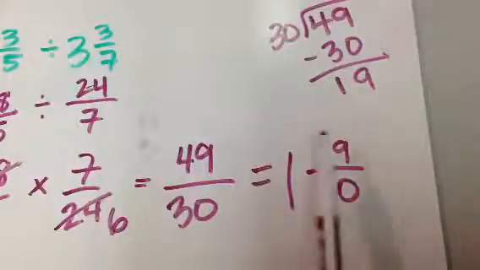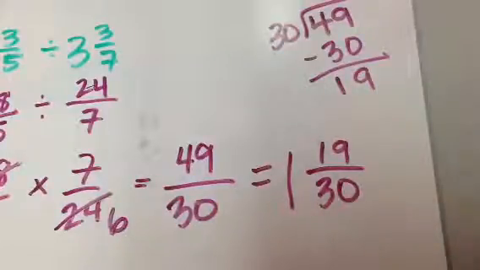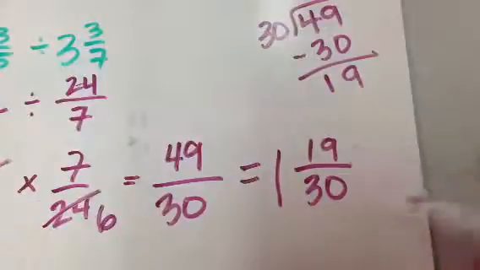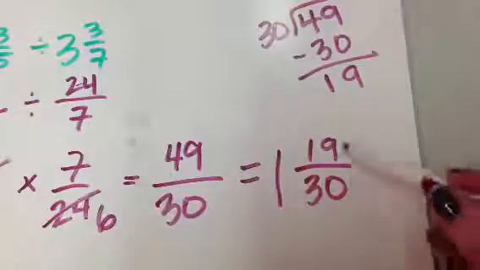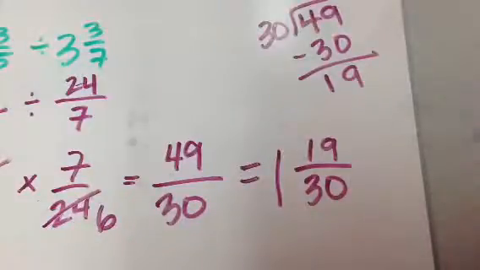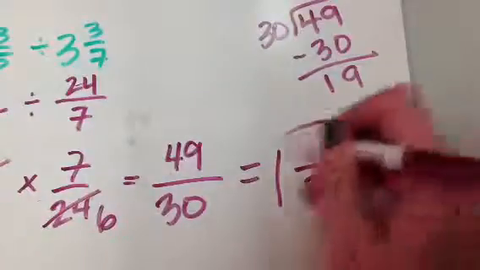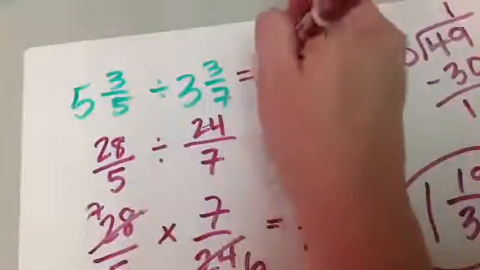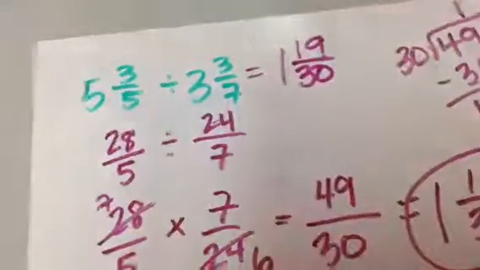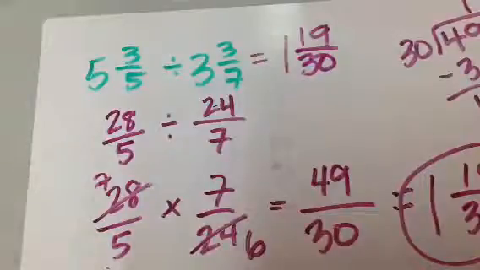Now I have to ask myself the second question: is it reduced down as far as it can go? And in this case, look at that, 19 is prime. So the only way that I could divide something out of both of these is if 19 divided evenly into 30, which it doesn't, right? 19 times 2 is not 30. So it doesn't work. So I know that this is my answer. It's reduced down as far as it can go. And I can come back up here and say that 5 3/5 divided by 3 3/7 equals 1 19/30. After all of that work.